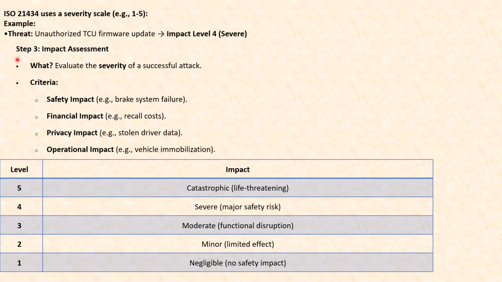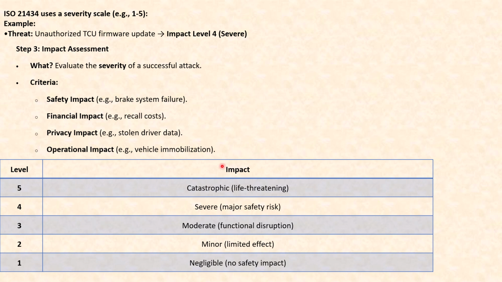Okay, so the next important step is impact assessment, or understanding the severity of a successful attack. Now what are the various criteria? First criteria is safety impact, for example brake system failure. Next is financial impact, example recall cost. What is the privacy impact, for example stolen driver data. And last but not the least, it is the operational impact, example vehicle immobilization. These are all the various criteria through which you measure the severity of the impact.